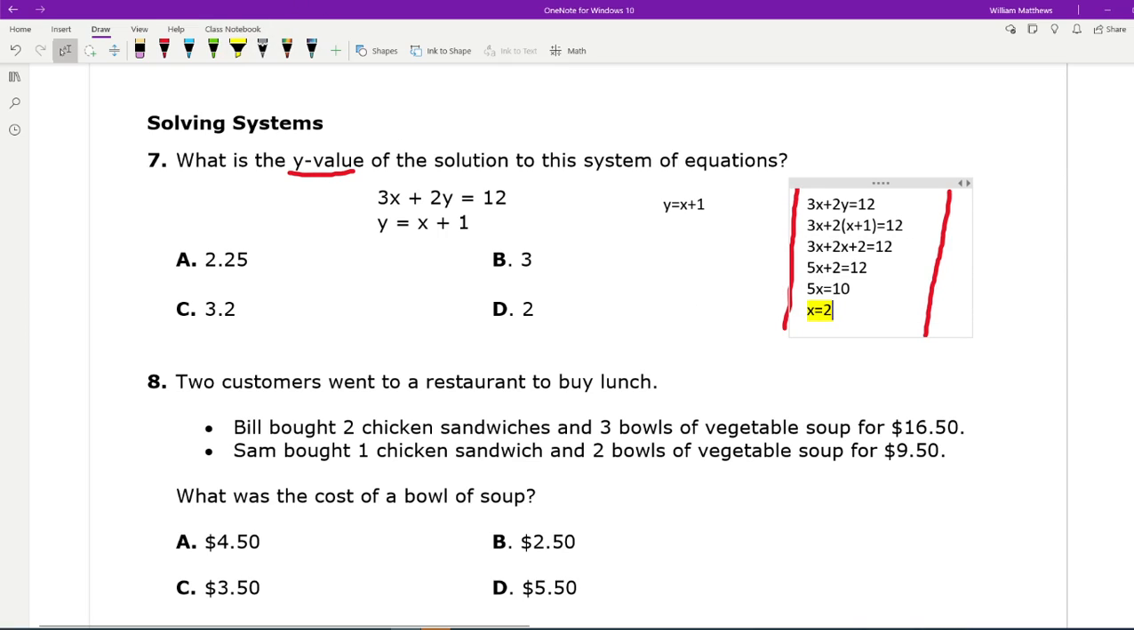This is asking for the y value. So I got to keep going into the last step. This is where I rewrite the first equation. And now I have a value for x that I can use by plugging in. So instead of x, I have the value 2. And when I simplify this, I now have y equals 3. So in this case, since it asked for my y value, that's all I need to know. B is my answer.